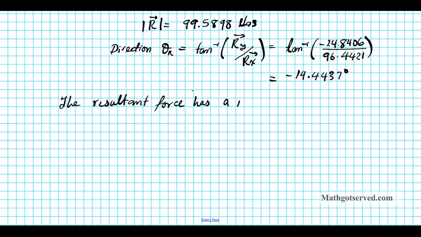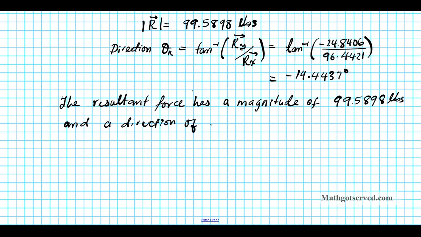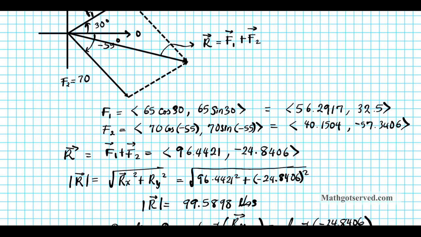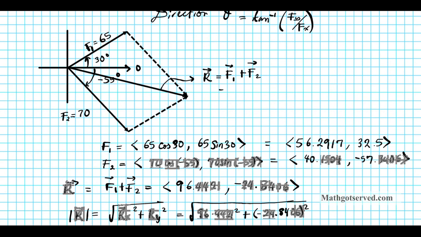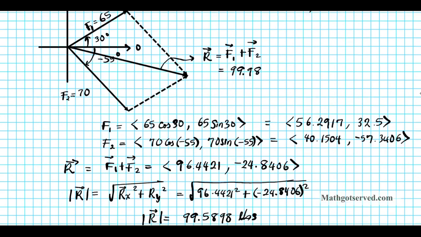Alright, so let's apply our answer to our sketch right here. This is the 99.58, the sum of the two vectors. And the direction is right here. The direction is this angle that this vector r has. So this angular measure right here is negative 14.44 degrees.